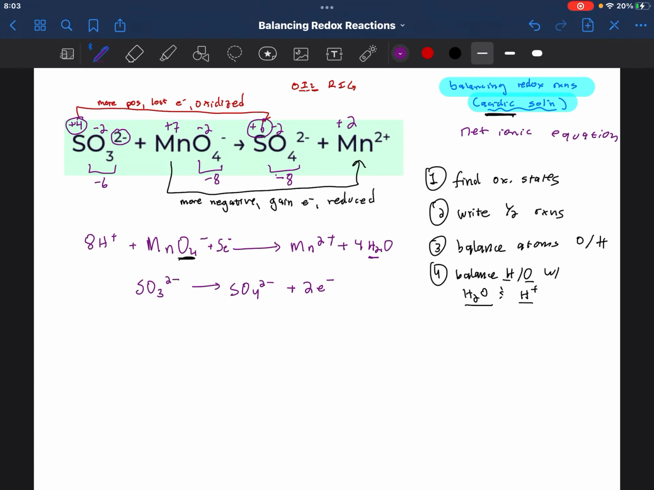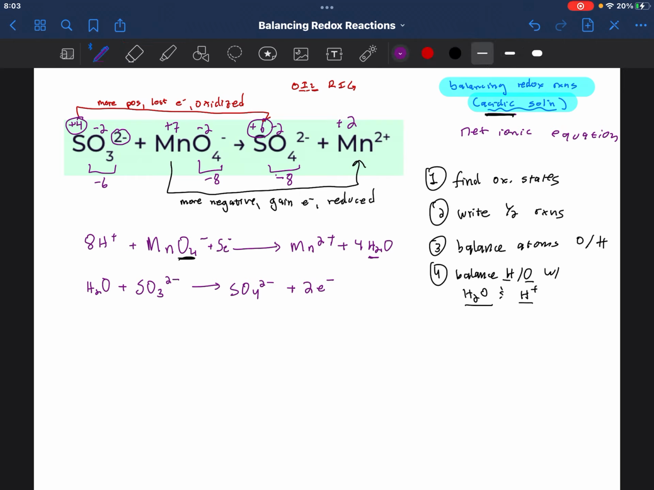So 8 H+ or 8 protons, 8 hydrogen ions on the left. So now I've balanced H and O in my first half reaction. I'm going to look at my second half reaction. Similarly, I'm going to start with oxygen. I see it's not balanced, so I'm going to balance that with water. I need one more water molecule, or one more oxygen atom, excuse me, in order to be balanced.